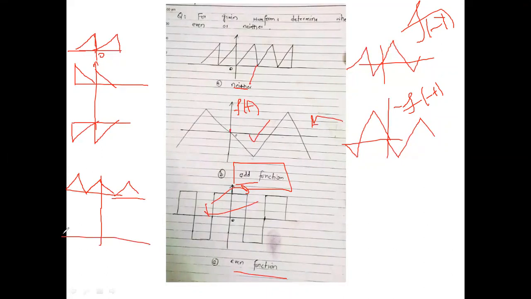Now you can test it for this. This is the shifted version of this one, so both of these are even functions. You can find f of minus t, and we will get the same as f of t. So we can say this is an even function.